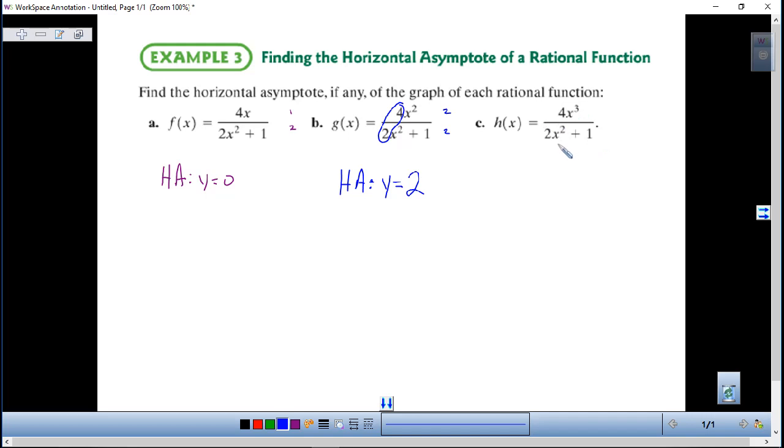And then the last one over here, we have a degree 3 on top and a degree 2 on bottom. That's our last rule that says if the degree on top is greater than the degree on the bottom, then there is no horizontal asymptote. So that's all we're doing, is we're checking the degree on top versus the degree on bottom to determine whether the horizontal asymptote exists, and if it exists, what it is.